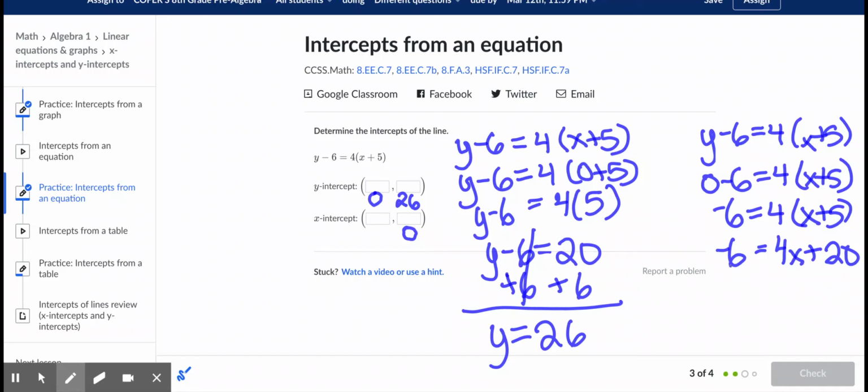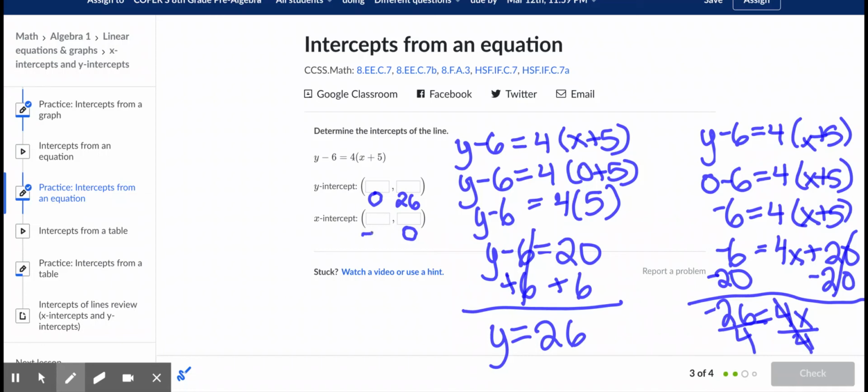The opposite of adding 20 is to subtract 20 from here. My 20s cancel out. Negative 6 minus 20 gives me a negative 26 is equal to 4x. The opposite of multiplying by 4 is to divide both sides by 4. And I'm left with x is equal to negative 26 over 4, which is something I could reduce if I'd like.